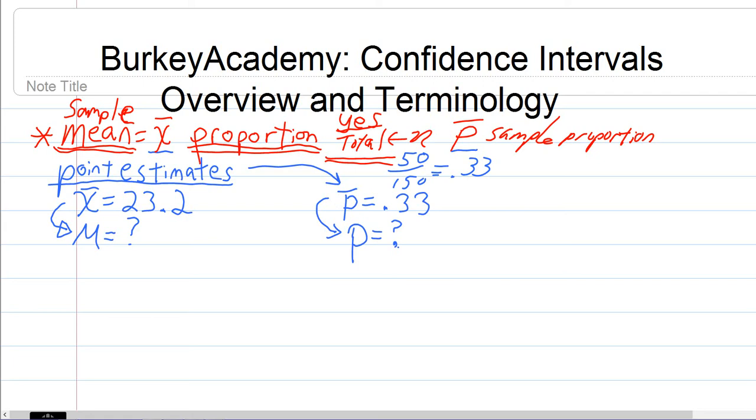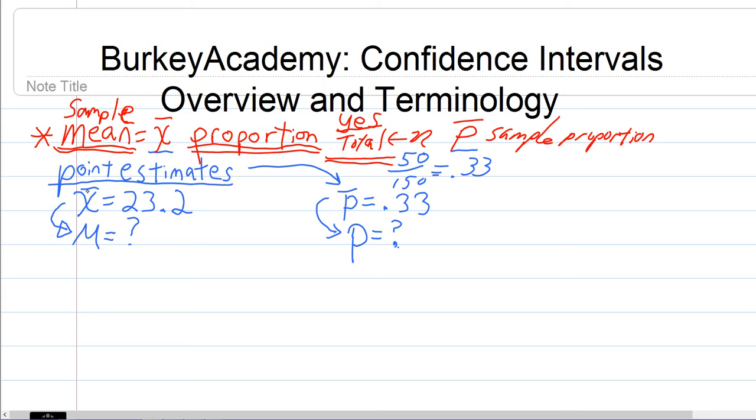And our one best guess, the point estimate, would be 0.33, and that's a good start. But we want to be able to do a little bit better. Now let me go ahead and review a few other vocabulary words that you'll see thrown into the mix when you're talking about confidence intervals and point estimates.